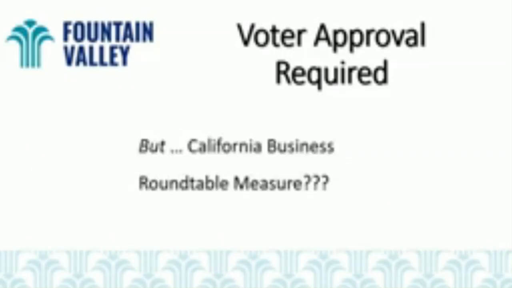That is, today, we have the California Business Roundtable measure looming. That has not gone through the voters yet. We'll see what happens with that, but that would put a supermajority requirement on all new taxes with a bunch of other procedural and substantive issues, but we'll cross that bridge if it happens.